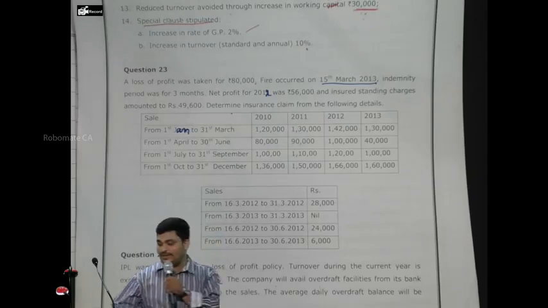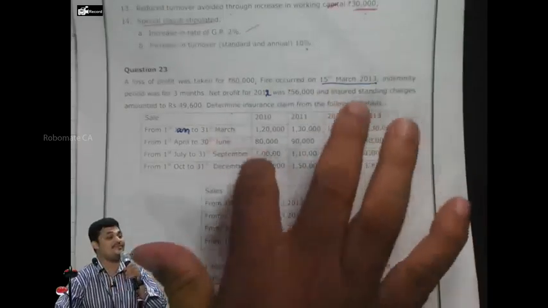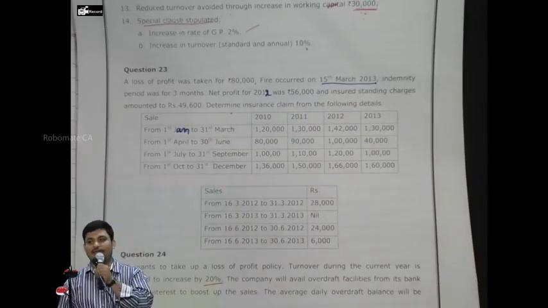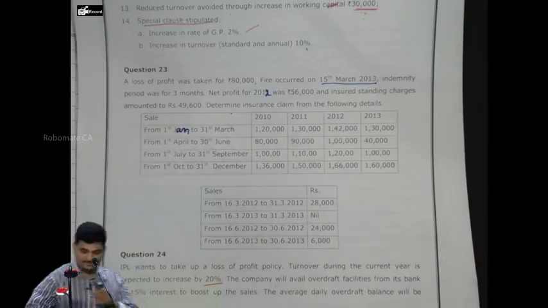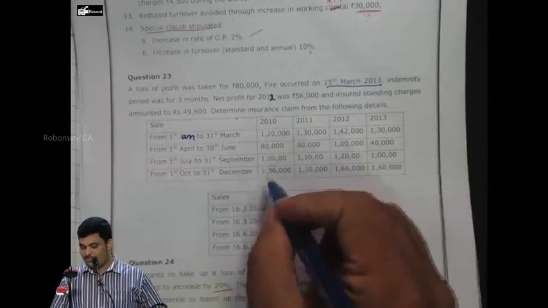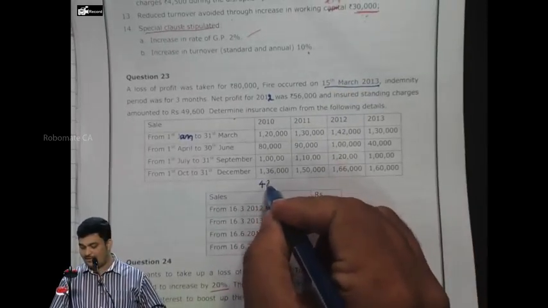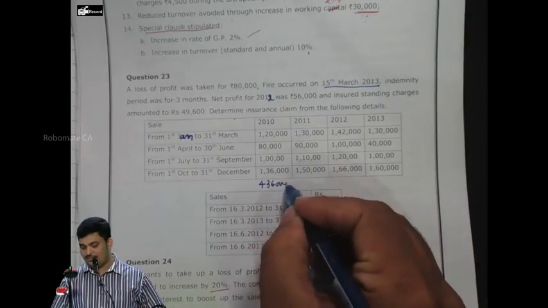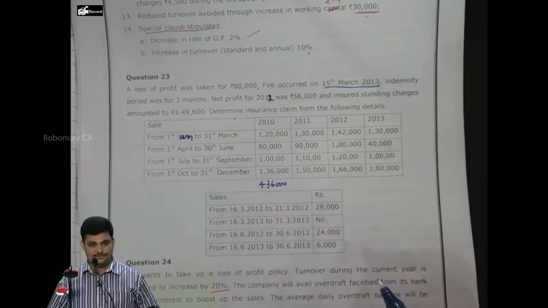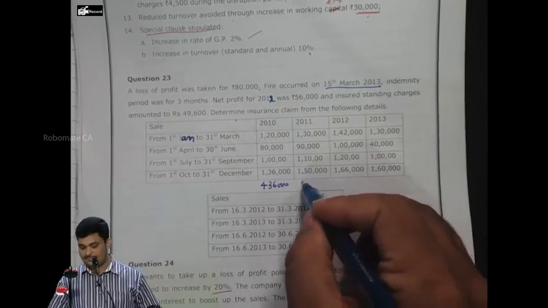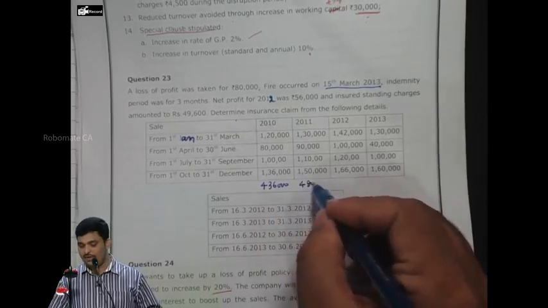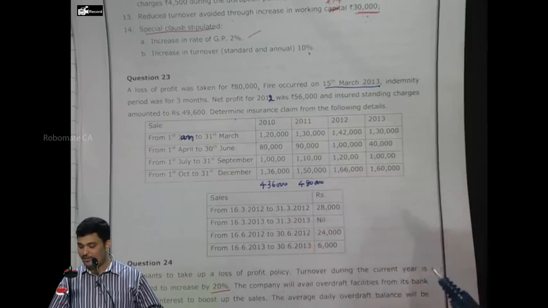Understood? So can you take the full sales of 2010? Full. Can you take the 2010 full sales? How much? 4 lakh. Super. 2011. 4 lakh 80,000. Okay.